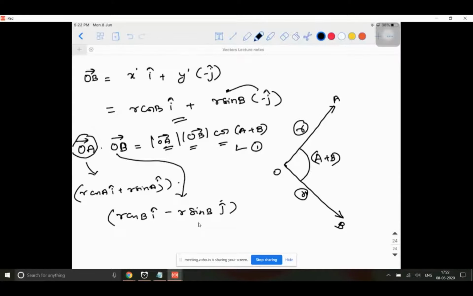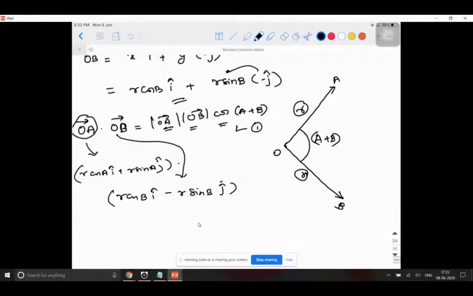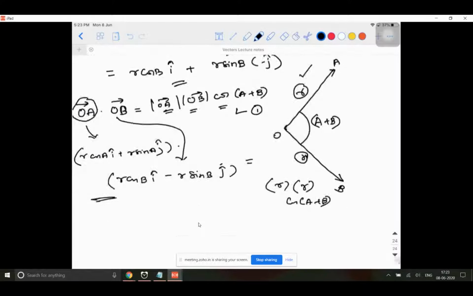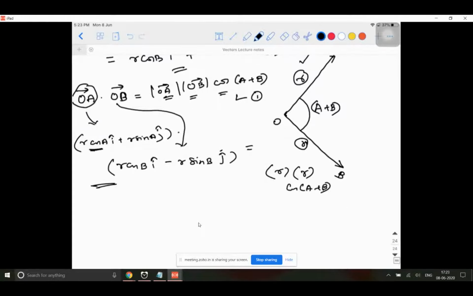So what I have written here is LHS is equal to, what will be the value of RHS? What is the magnitude of OA vector? I told you just now. What is the length of OA? It is the radius of the circle. What is the length of OB? That is also the radius of the circle. Into cos of A plus B I have.